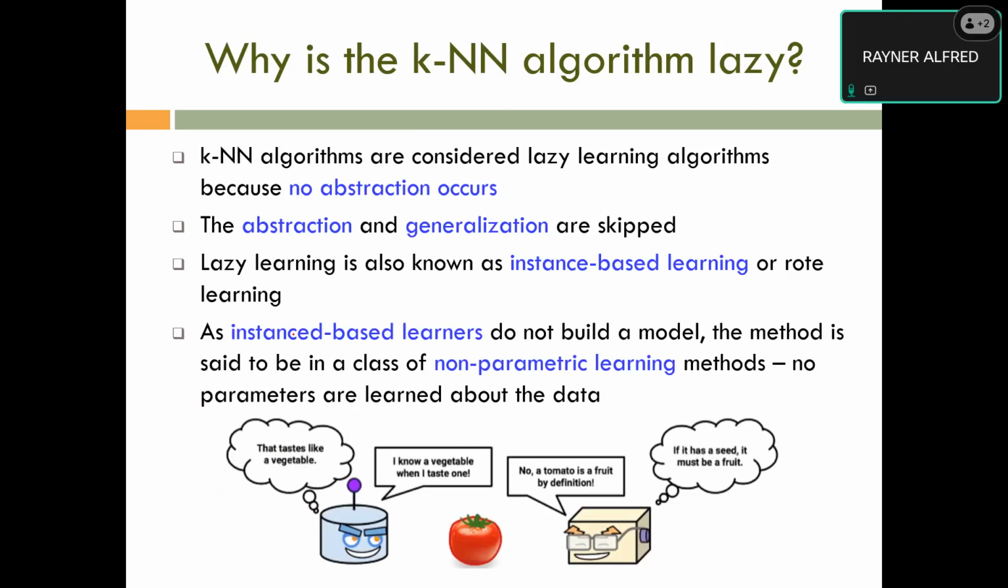Okay, so the KNN algorithm is considered lazy because we don't have to train it. Basically, it just has to compute the distance. Since there is no training, the abstraction and generalization will be skipped. This lazy learning is also called instance-based learning. If you have seen this before, instance-based learning is the same as nearest neighbor.